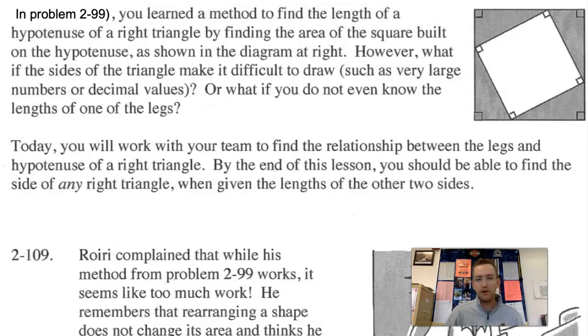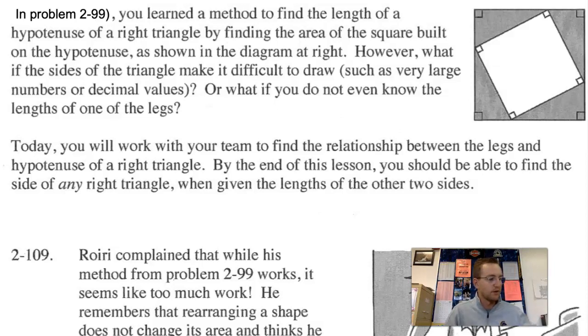And again, that is what we call the Pythagorean theorem. So if we go to the top of the next page, we've got 2-109, and then if we turn the page one more time, we've got 2-111 and 2-112. So those 3 problems, we're going to spend about the next 5 to 10 minutes.